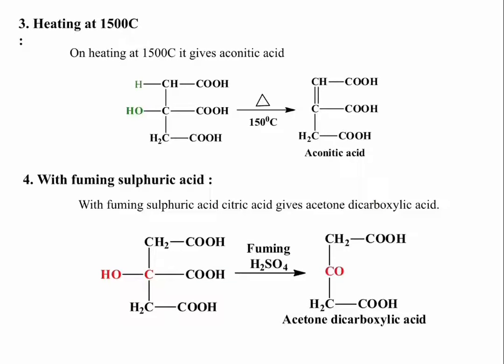Next is heating. On heating at 150 degrees centigrade, citric acid converts to aconitic acid. Here one water molecule is eliminated. So citric acid undergoes dehydration to form aconitic acid. With fuming sulfuric acid, citric acid reacts with the fuming sulfuric acid and gives acetone dicarboxylic acid.